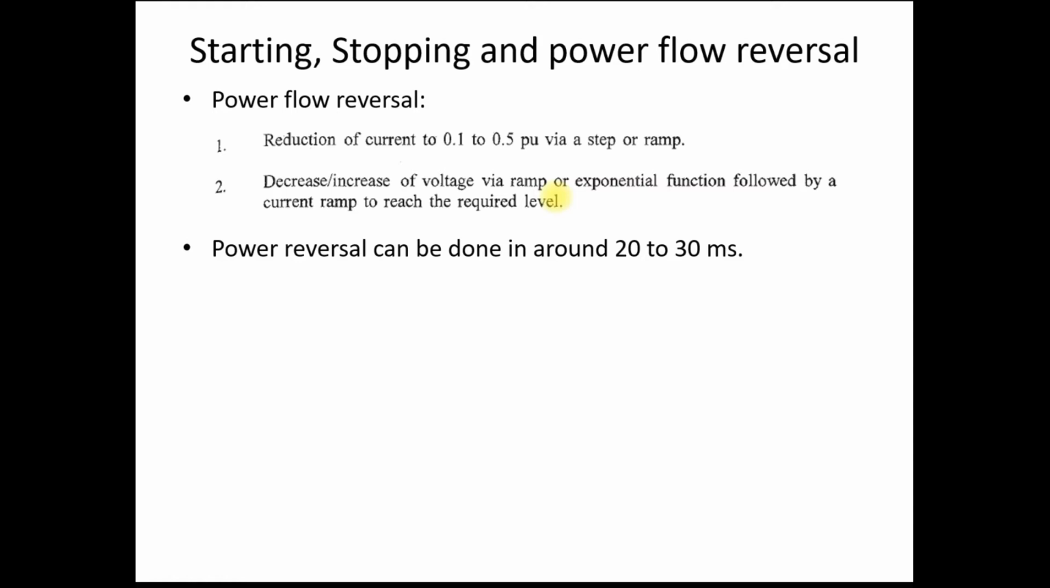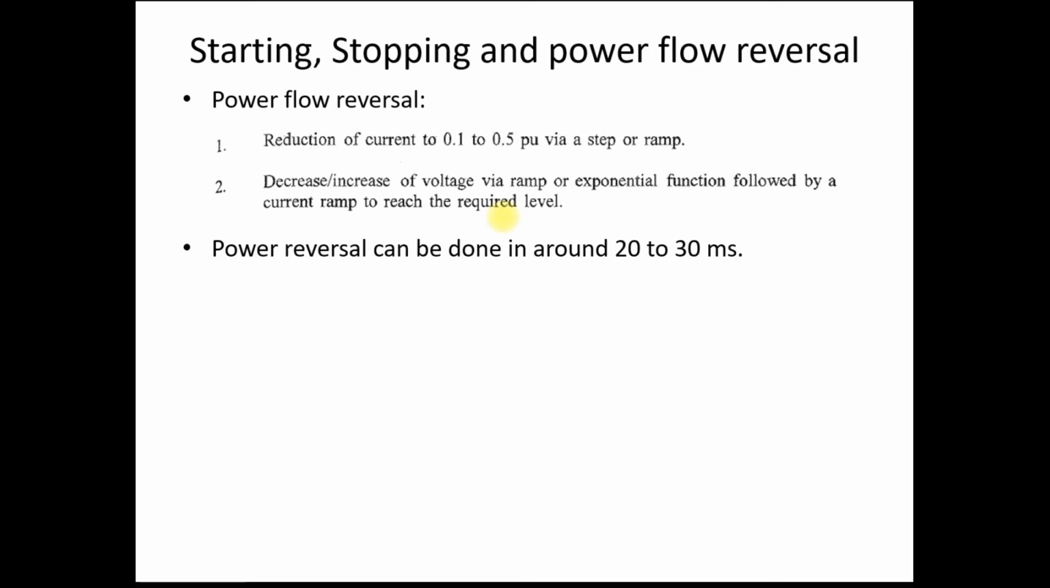So now at converter 1 what do we require? Negative voltage, because it acts as an inverter. To change the voltage, we require the ramp or exponential function, followed by the current ramp to reach the required level. So we can get the reversal of power flow in the HVDC system. And these steps require almost 20 to 30 milliseconds.